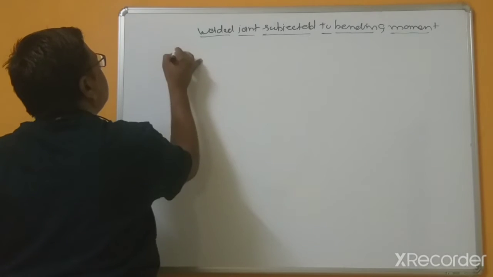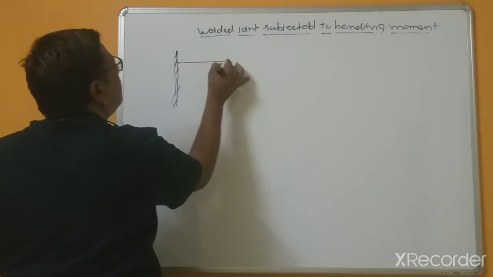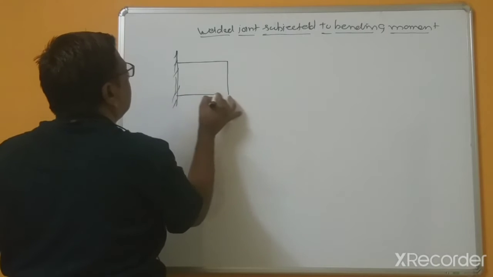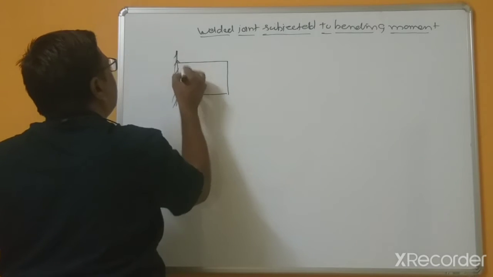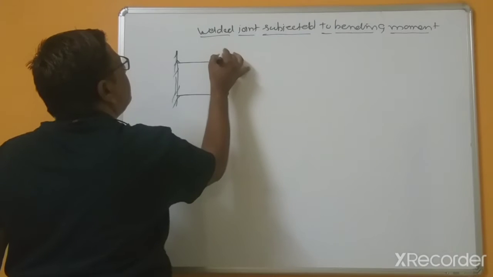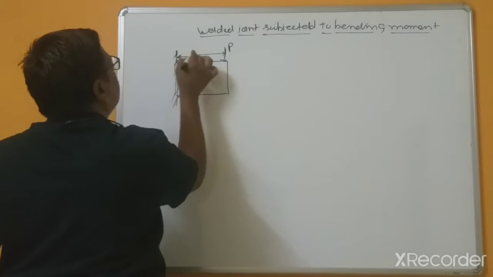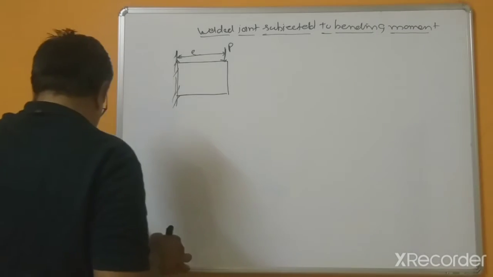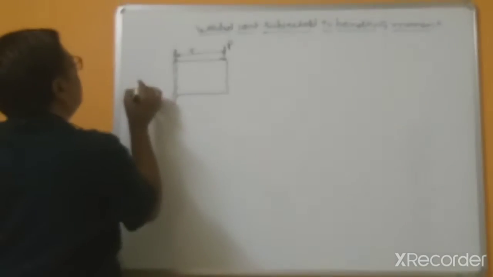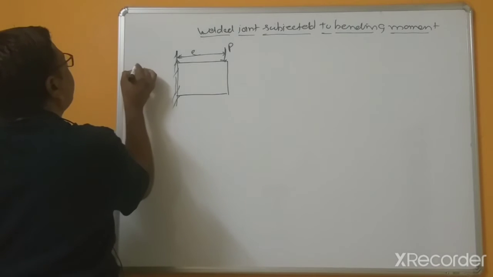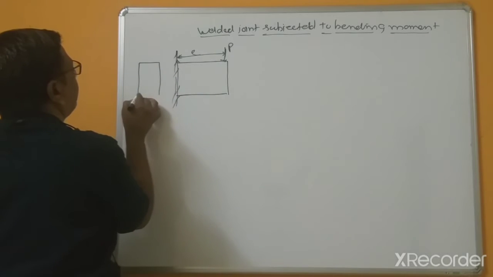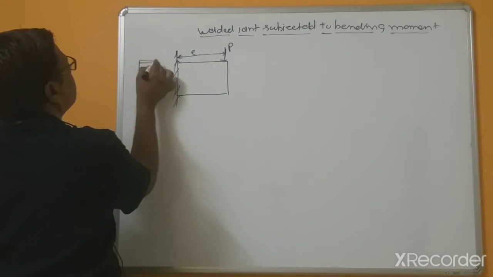Suppose this is a wall. On this wall, this is a bracket that is to be welded, and this load is here, and this E is the eccentricity. Yes, it's a cross section for understanding purpose. Suppose this is welding.